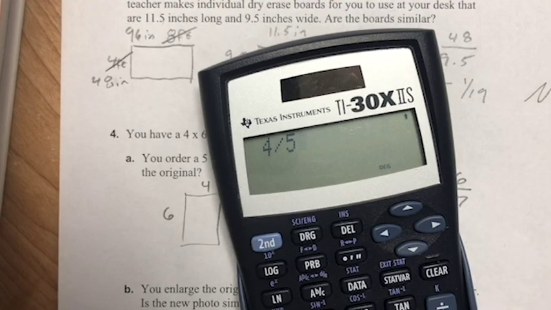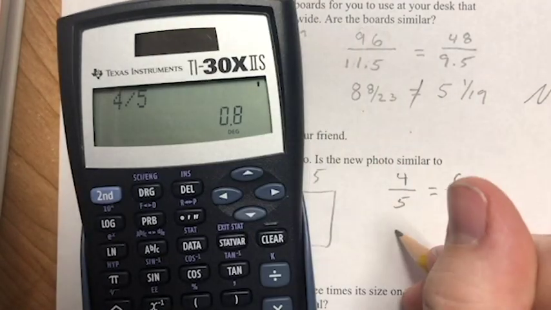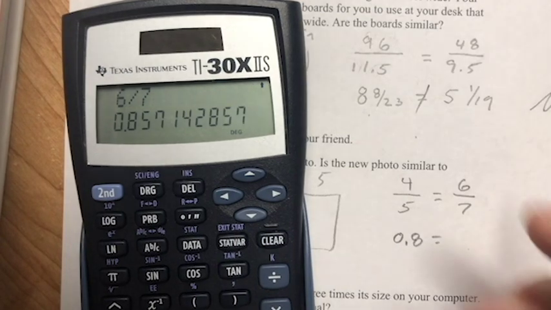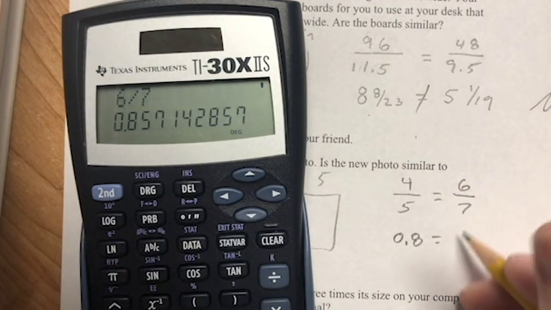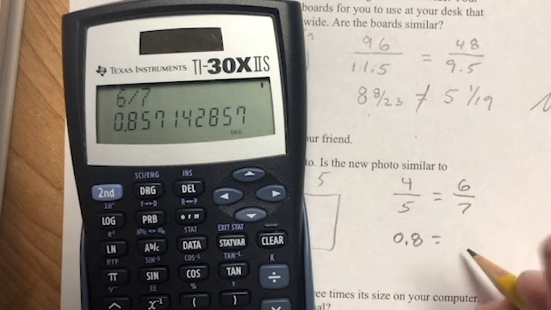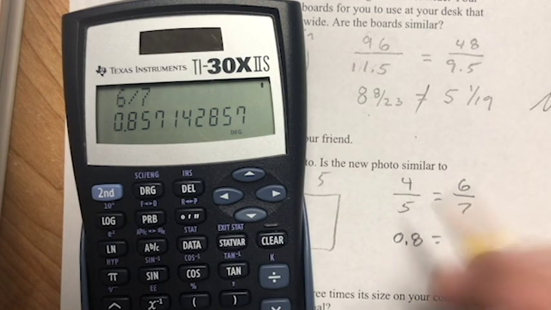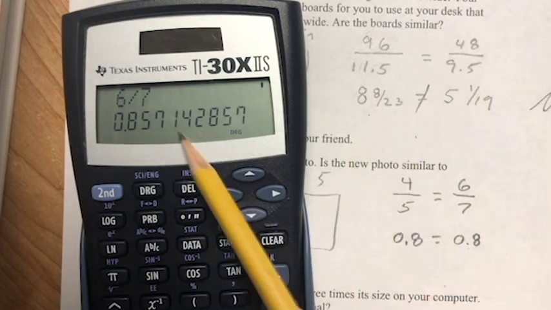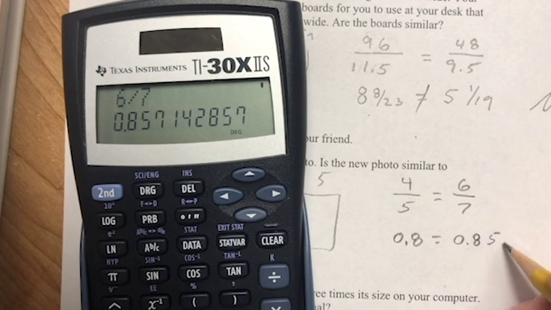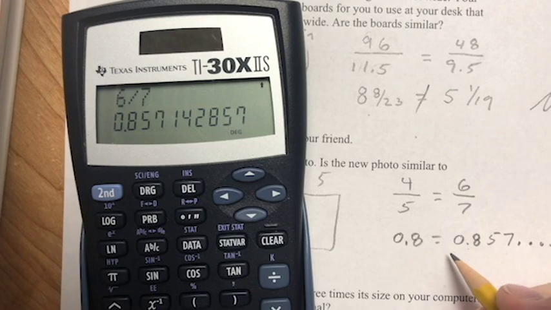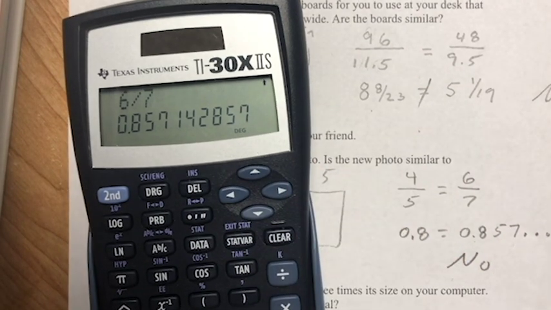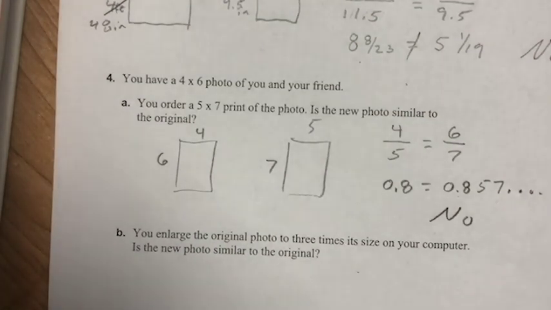4 divided by 5 gives me 0.8. 6 divided by 7 gives me 0.85, and so on. That's the closest decimal, but just looking at it right now, I'm not even going to worry about changing this into a fraction because technically it already is, but that's another story. So 0.857, and so on. Therefore, these two things are no. They are not the same. They are not proportional to one another. Therefore, they are not similar.